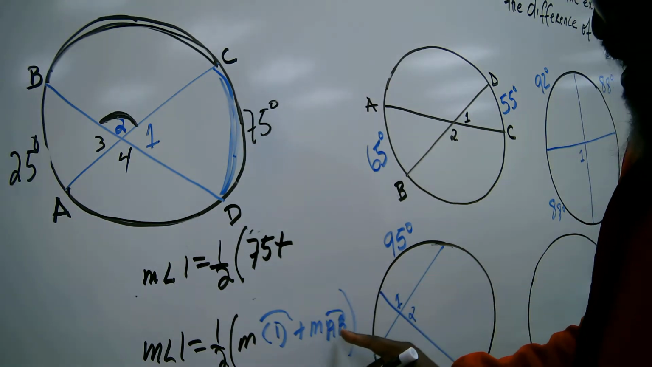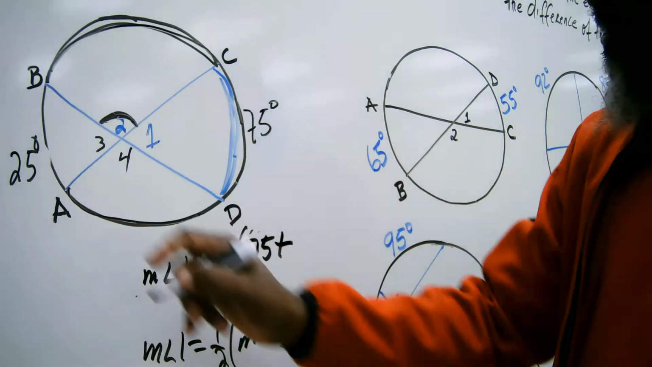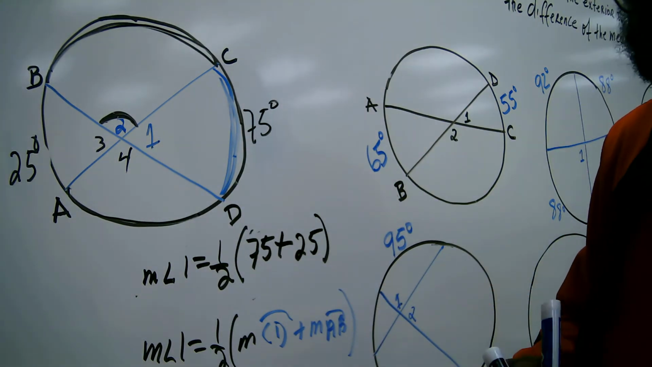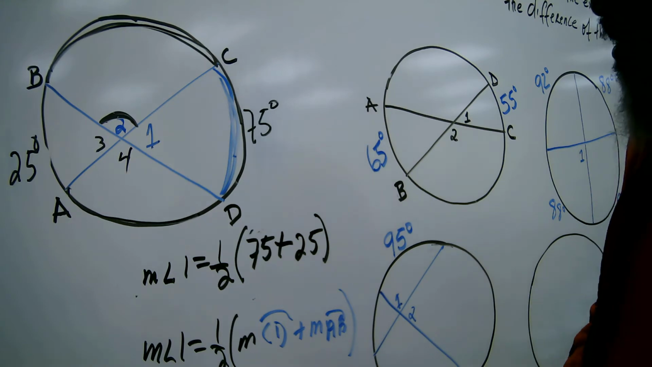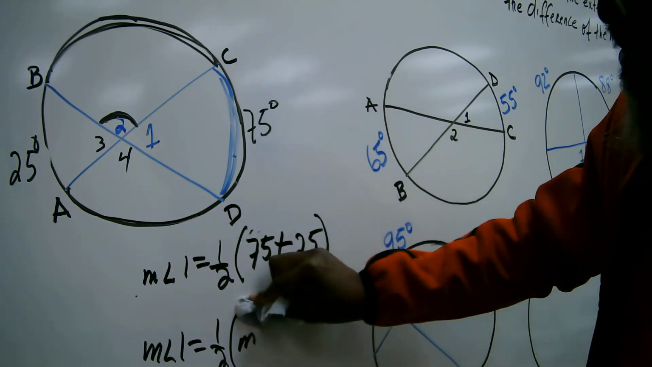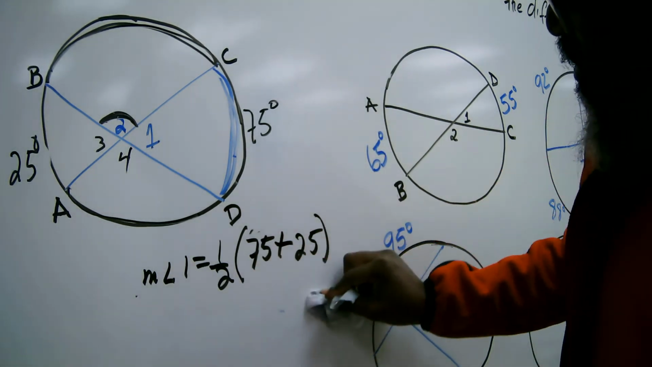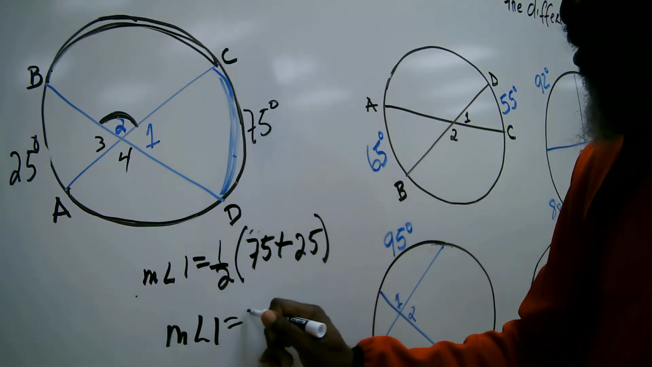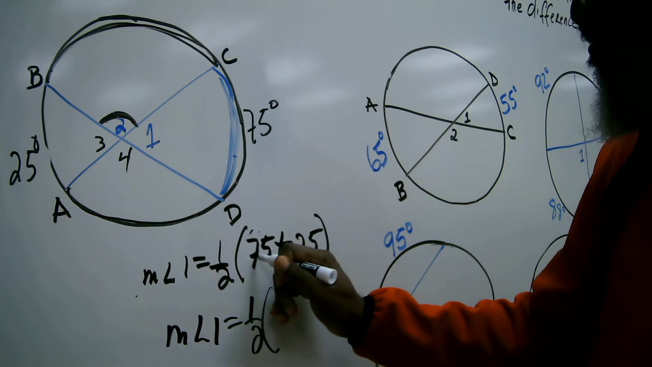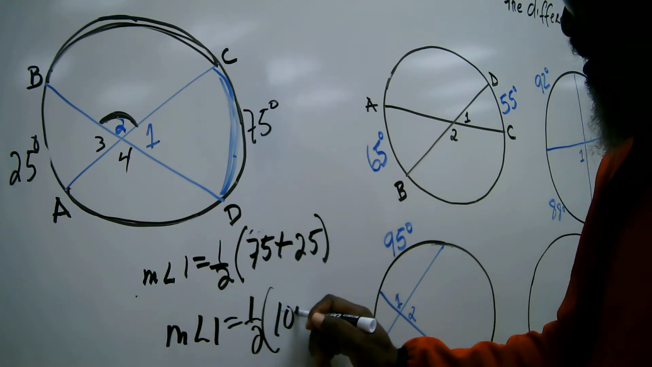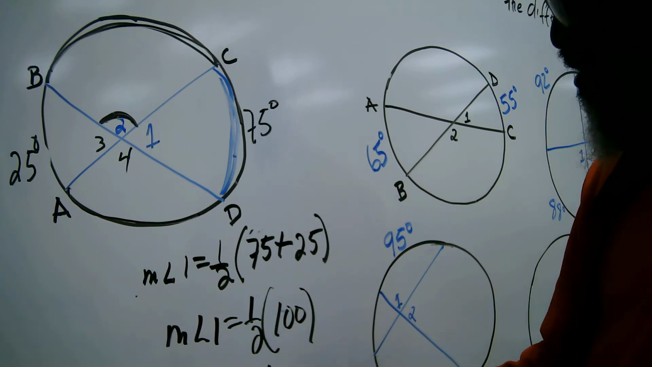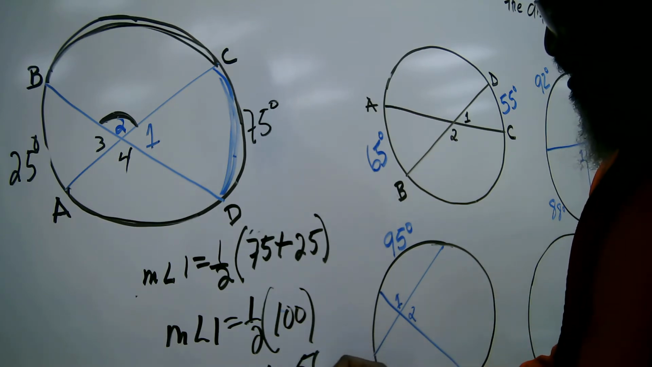Plus the measure of arc AB, AB is 25 degrees. Then I use my order of operations. So I will go inside the parentheses and take the measure of angle 1, which is equal to 1/2 times (75 plus 25). 75 plus 25 is 100. Now when I take 1/2 of 100, the measure of angle 1 will be 50 degrees.